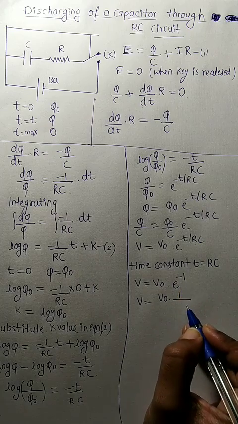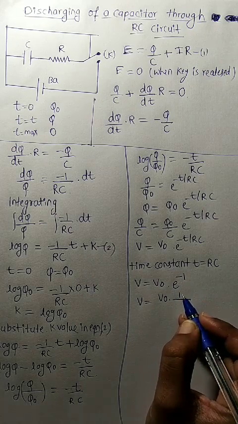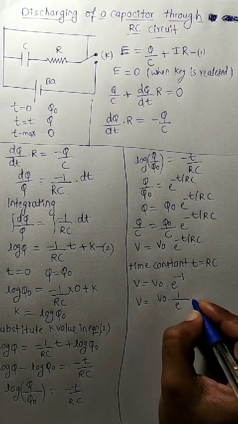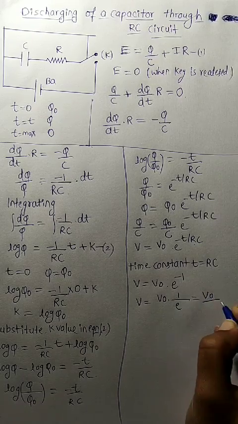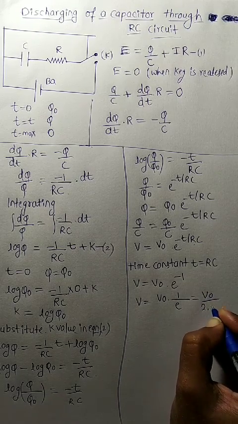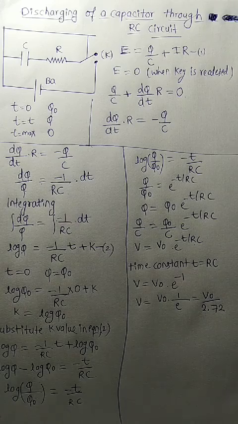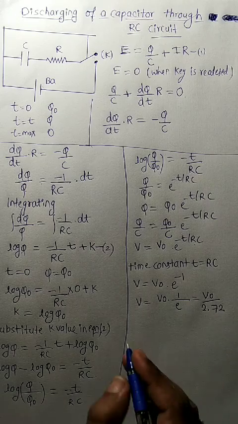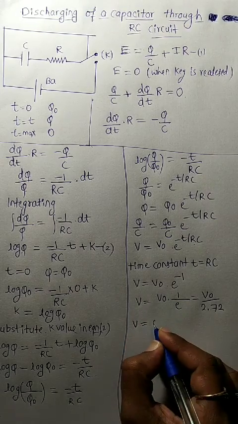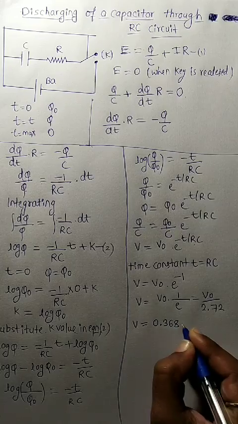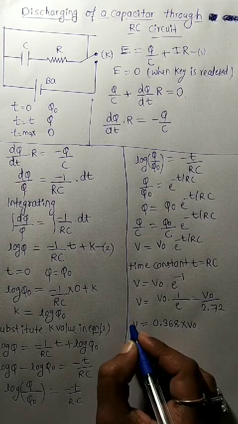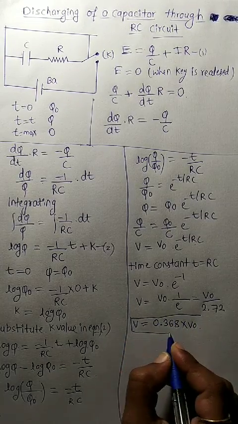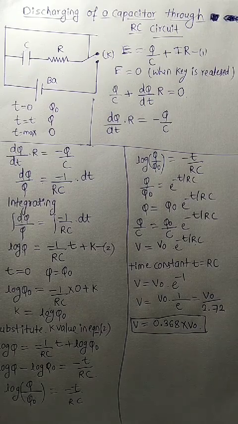Phi is equal to phi naught into 1 divided by e. To make this positive, I'll take it to the denominator, so 1 divided by e I got, which is equal to phi naught divided by e. And you know the e value. The e value is how much? 2.72. So if you make that calculation, that is 1 divided by 2.72, you are getting phi value as 0.368 into phi naught. So this is the voltage across a capacitor through the RC circuit.